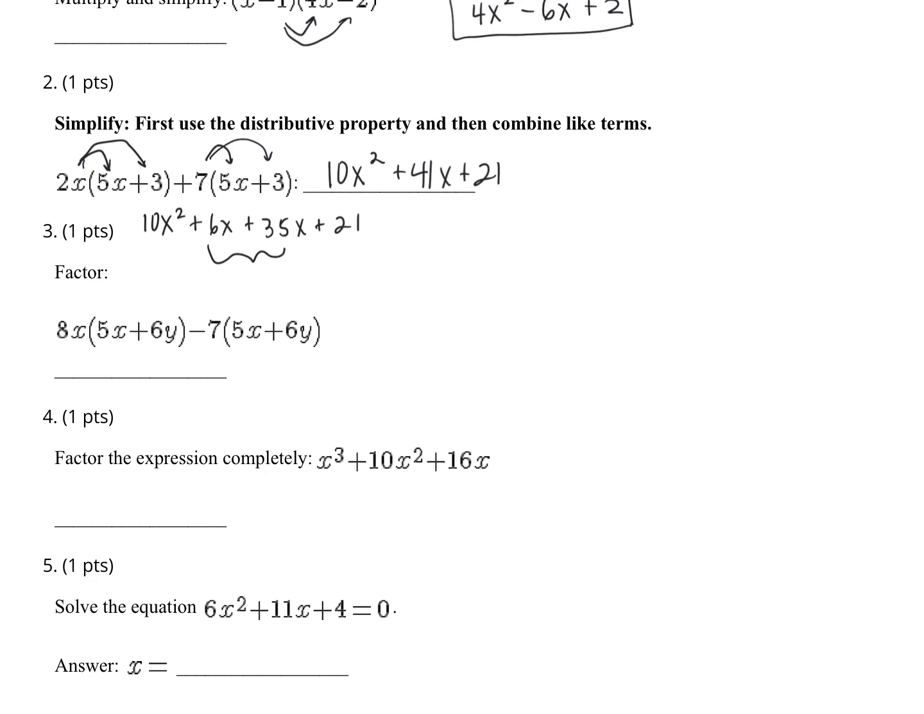Number 3, let's see. Oh, this one says factor. So I was about to make a mistake and distribute, but this one says to factor. So notice that they both have this in parentheses in common. So that's your common factor. So you would write that down first, 5x plus 6y. And if you divide that out, you have 8x minus 7 left. So that's factored.